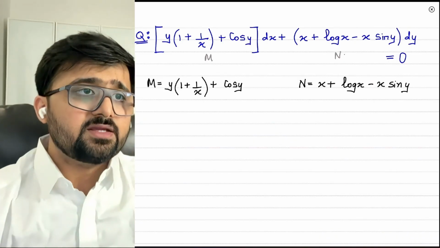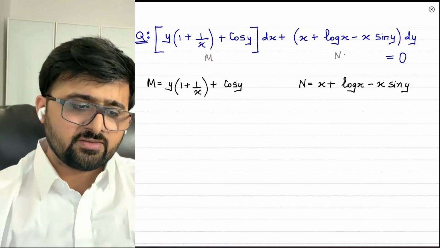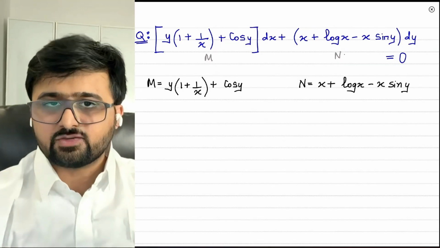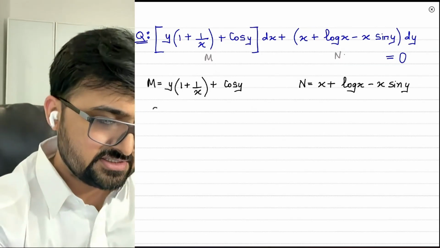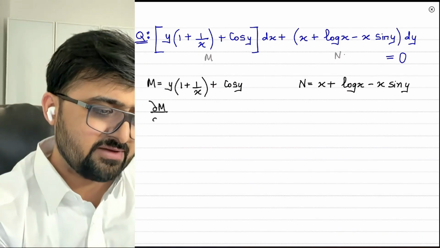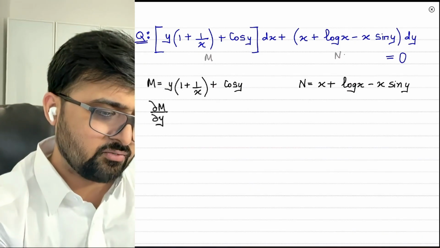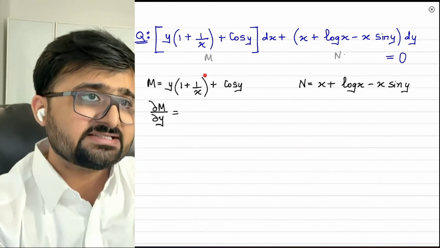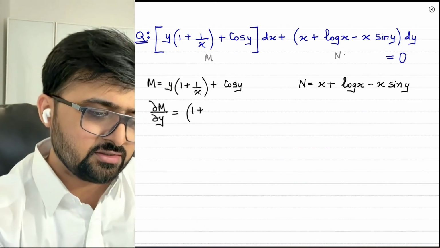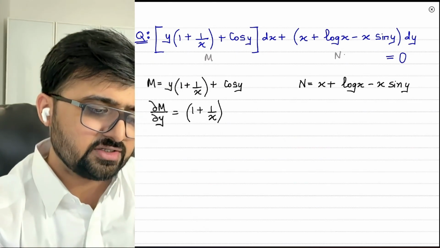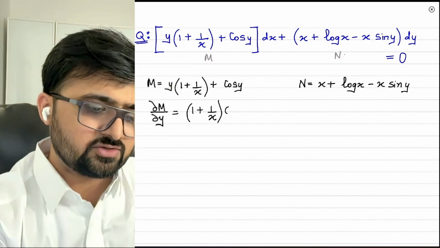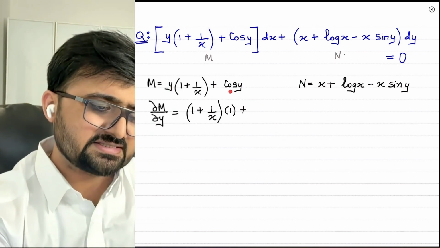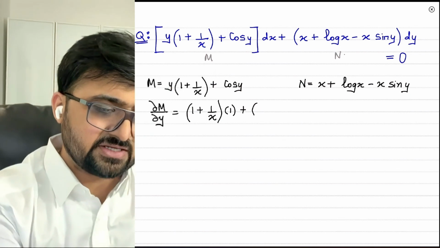Now let's try to find the partial derivatives of m with respect to y and n with respect to x. So let's take the partial derivative of m with respect to y. With respect to y, x is constant, so this 1 plus 1 over x is constant. The derivative of y with respect to y is 1, plus the derivative of cos y with respect to y is minus sin y.